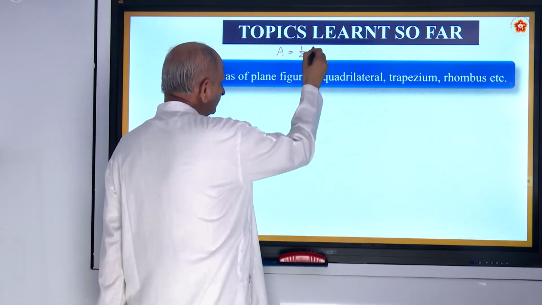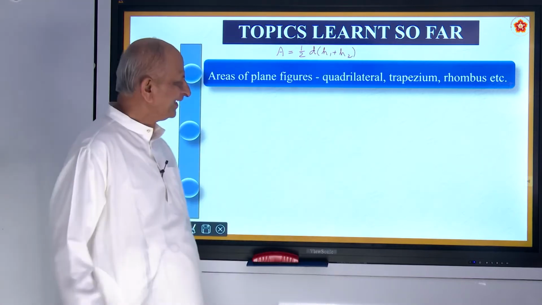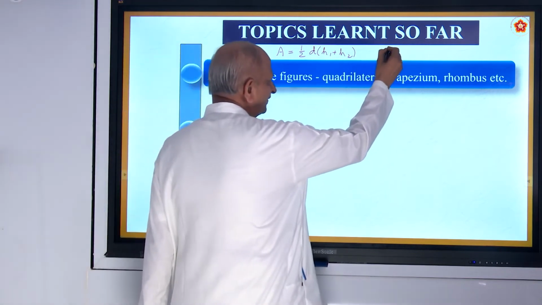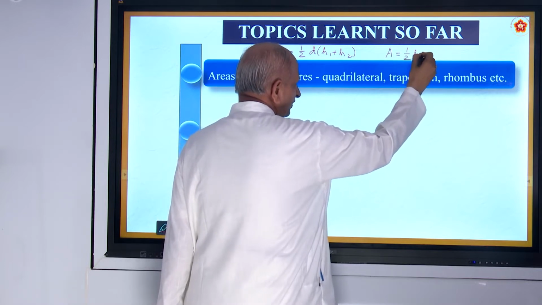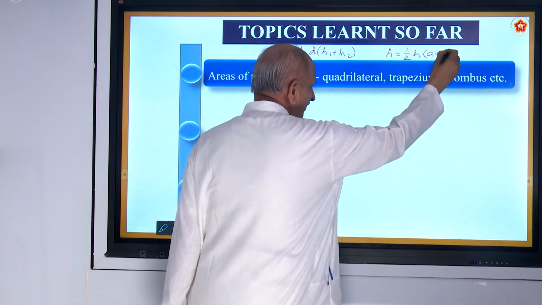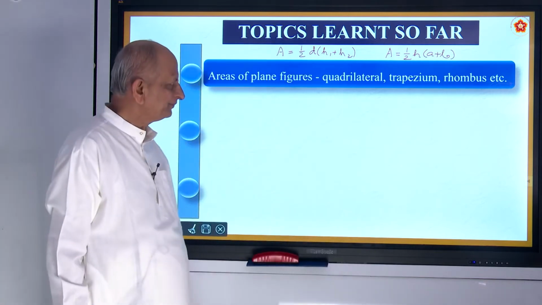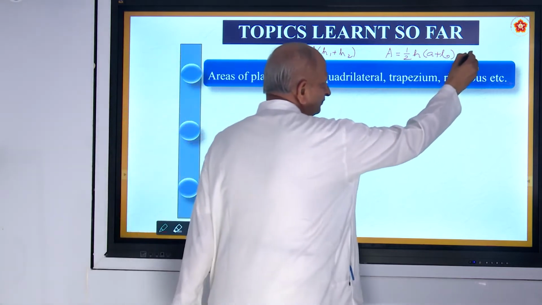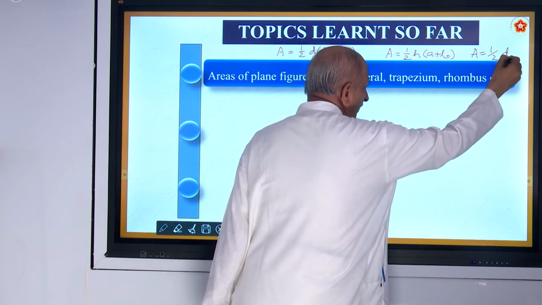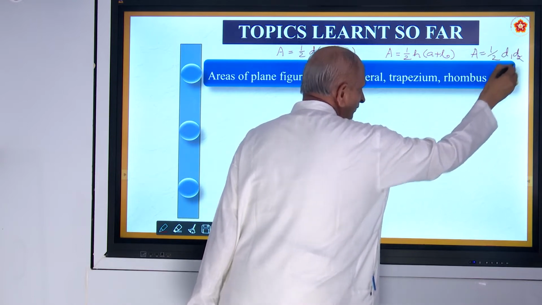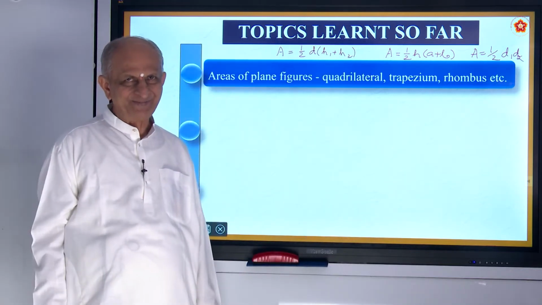diagonal into h1 plus h2. Area of trapezium, A is equal to half of height into sum of the parallel sides. H is called height, A and B are called parallel sides. And area of rhombus, come on, anybody? Half of D1, D2. I think all of you made a list of all these areas, correct?